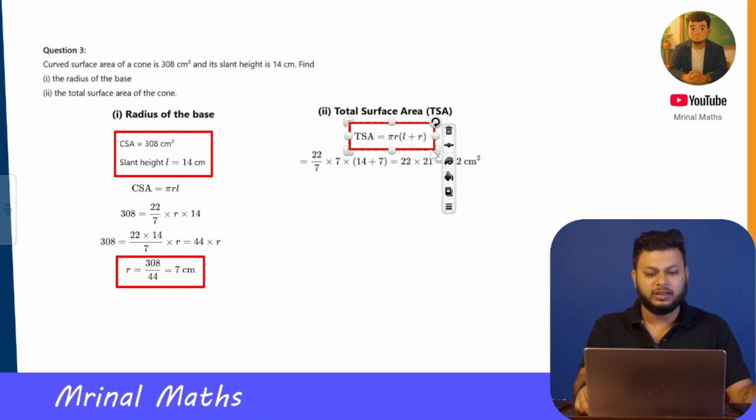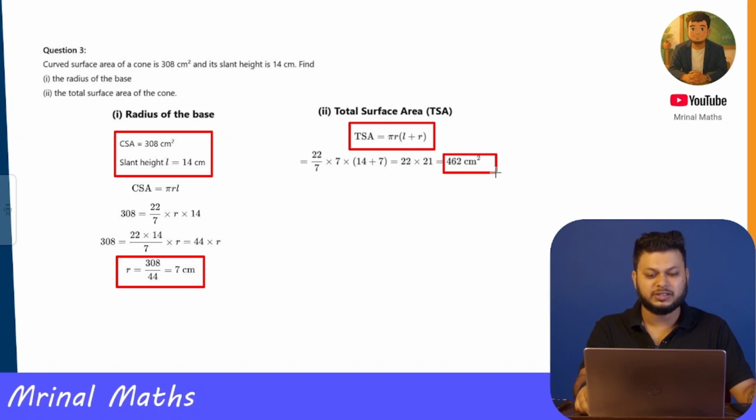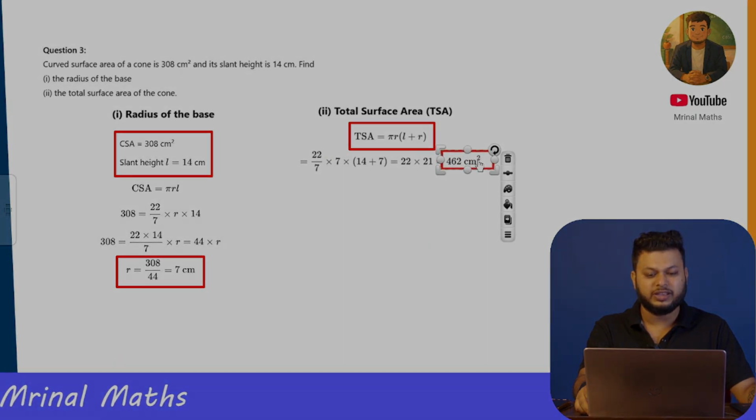Going ahead, since they were asking about the total surface area of the cone, we know the total surface area is equal to pi r into L plus r. We know the value of pi, we know the value of L. Substituting all of them, this is how it looks like, and the final answer for the total surface area of the cone is 462 centimeters square.